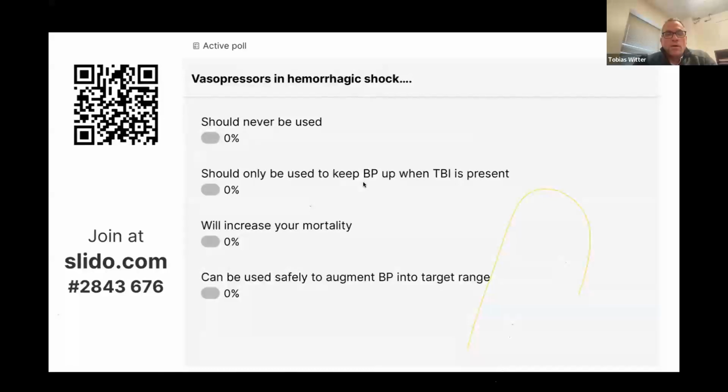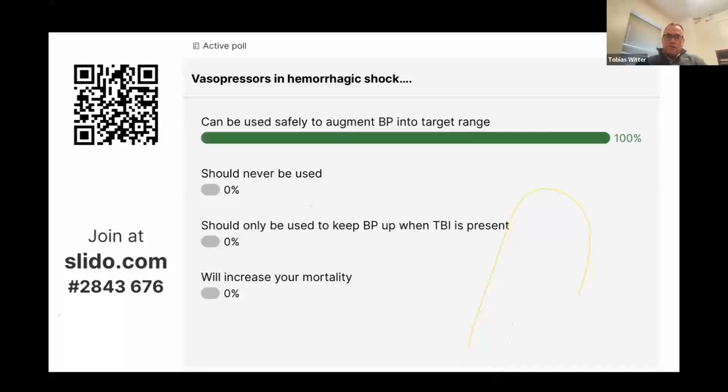So, having heard all that, should we use vasopressors in shock? Because the concern is that if we use pressors, we're going to make the bleeding worse, and therefore we need to give more blood products. What do you think? Should we give pressors in hemorrhagic shock or not?